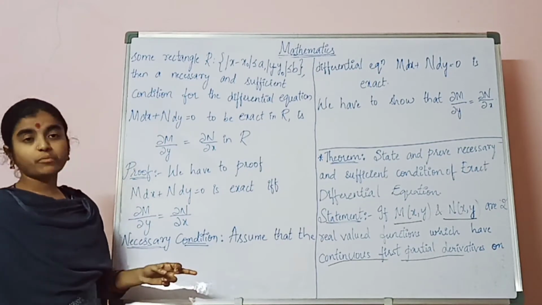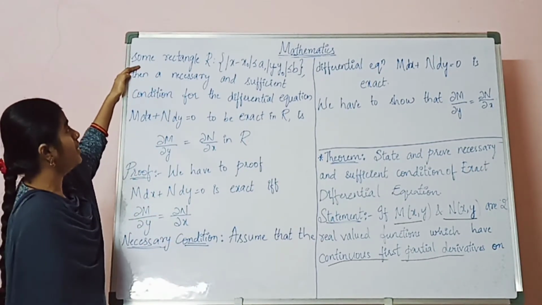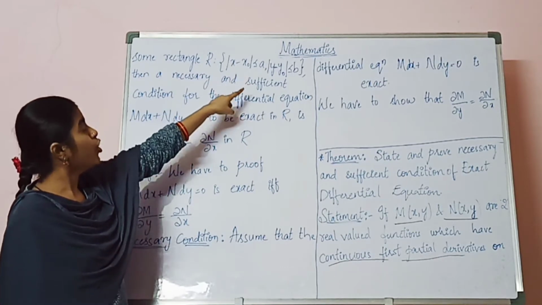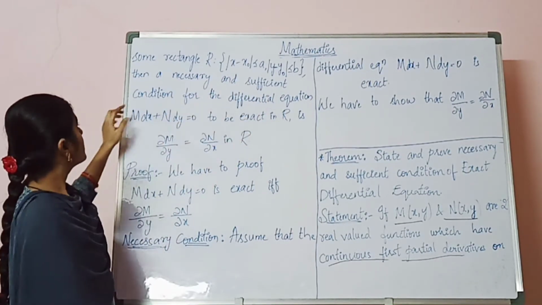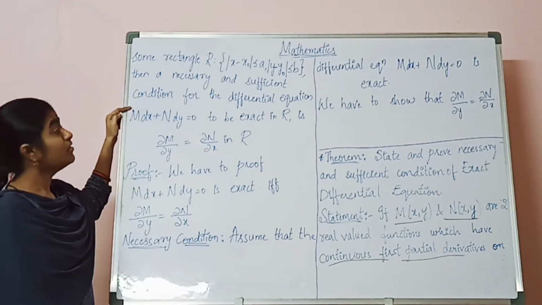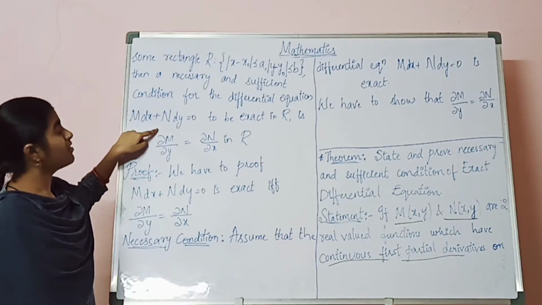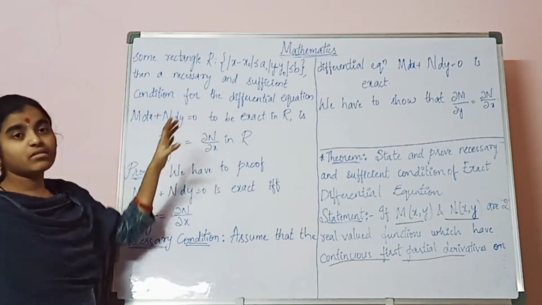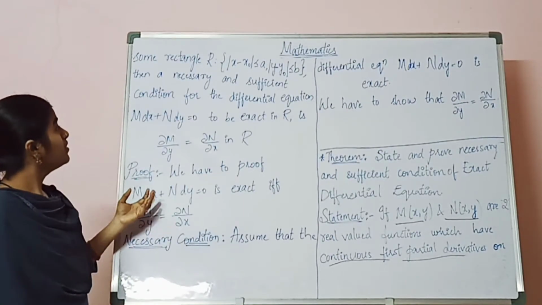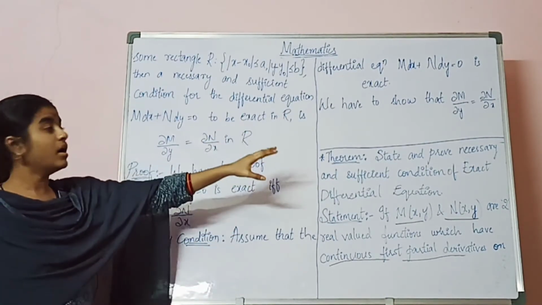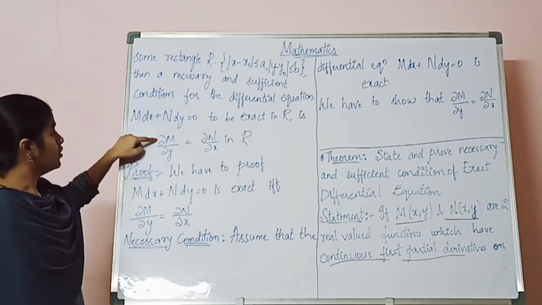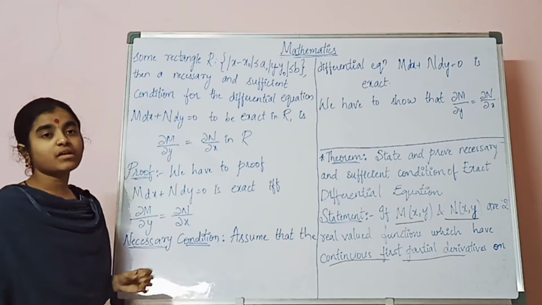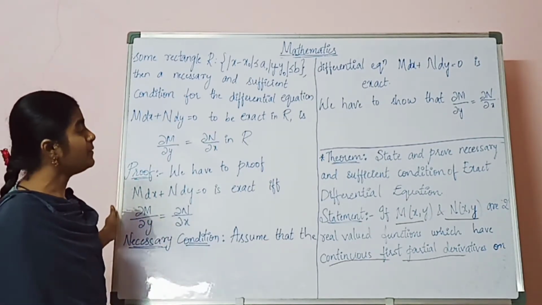such that mod x minus x naught is less than or equal to A, comma, mod y minus y naught is less than or equal to B. Then a necessary and sufficient condition for the differential equation M dx plus N dy equals 0 to be exact in R is dou M by dou y equals dou N by dou x in R. We have to prove both the necessary and sufficient conditions.